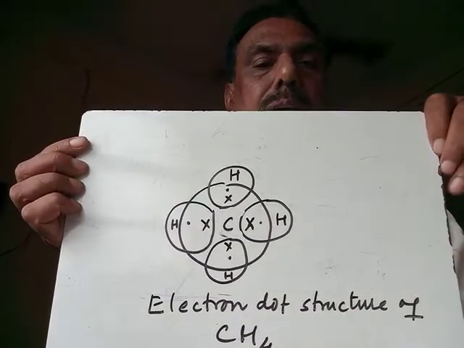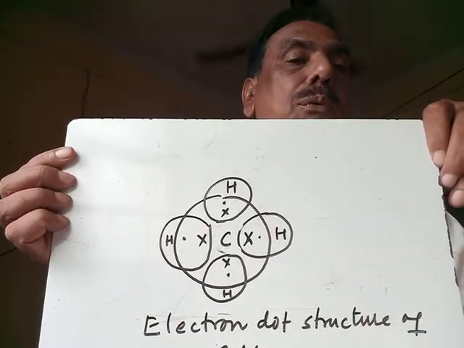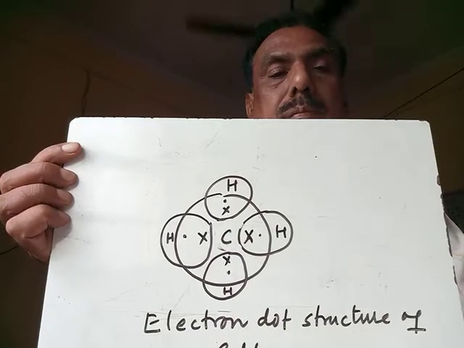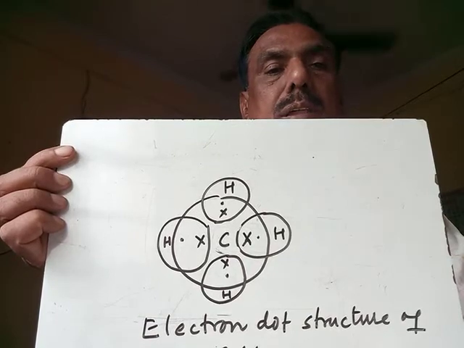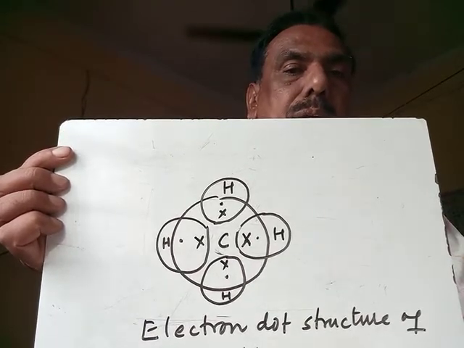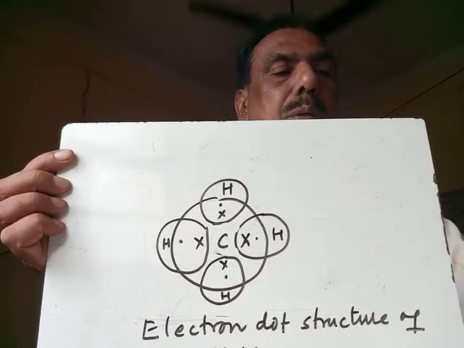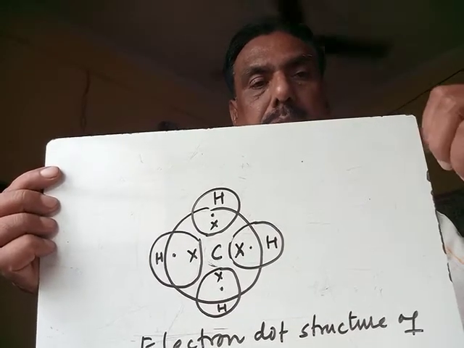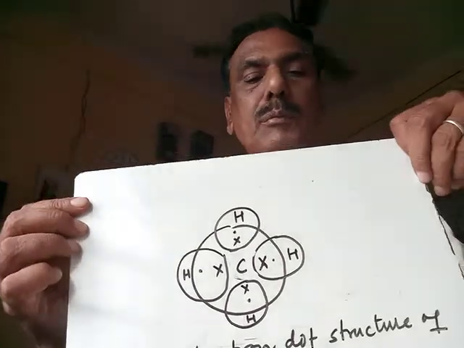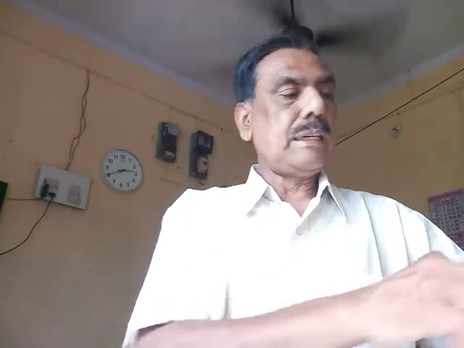Just you can see the formation of methane here now. Carbon shares 4 of its electrons with hydrogen, and hydrogen in turn shares 1 electron with each of the 4 electrons of carbon. Therefore, they form covalent bonds. Carbon and hydrogen form 4 covalent bonds. This is the electron dot structure, right? I am just showing you the bond structure. The bond structure will be like this.